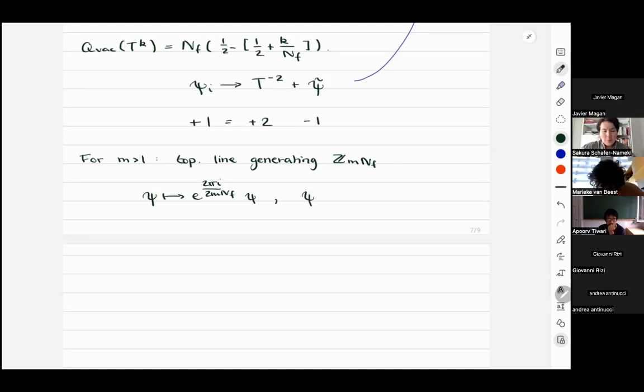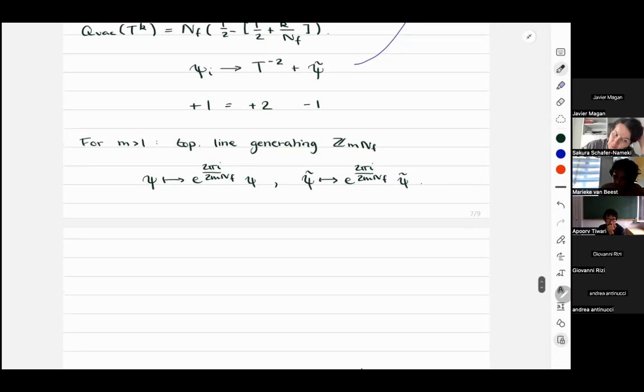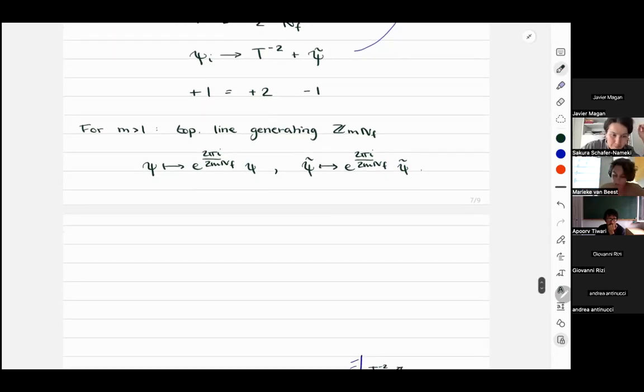And same for psi tilde. So it acts the same on both of them. Like that. And simply by this action on the fermions, you can uplift to 4D. And see that this line defect in 2D has to uplift to this non-vertical symmetry defect. Okay, so uplifting it to 4D, I get a 3D surface.